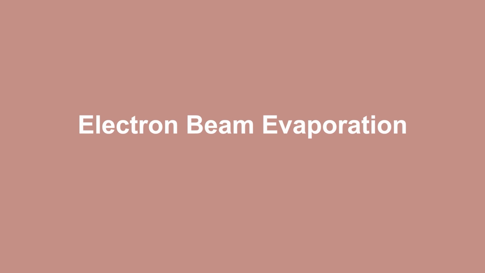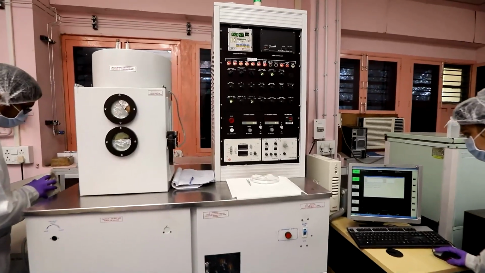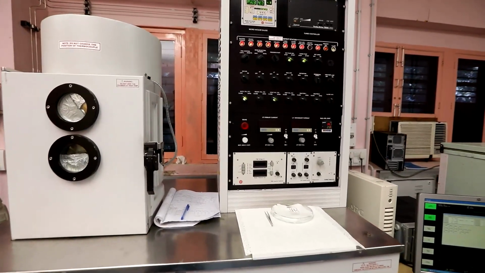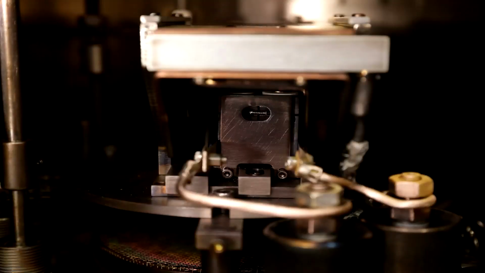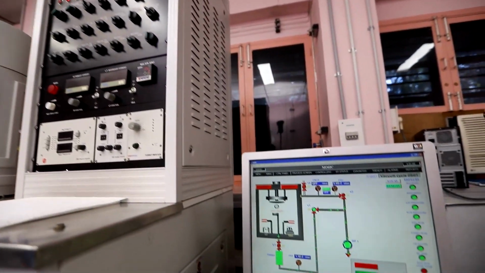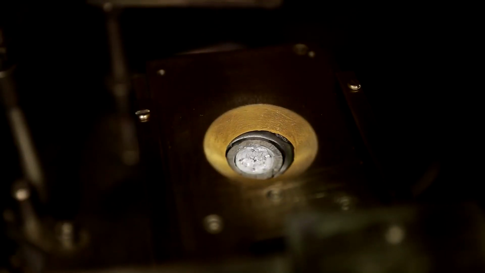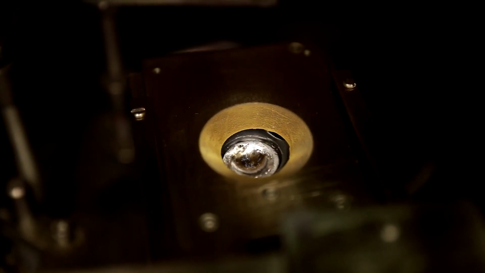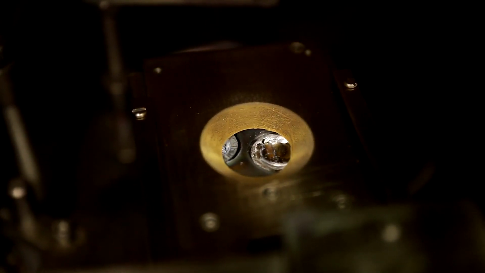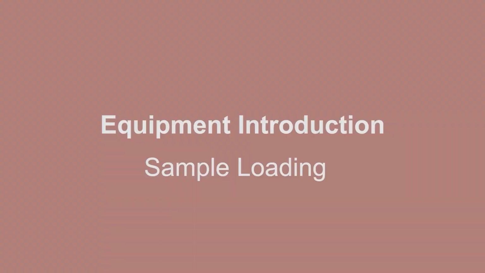Electron beam evaporation. In this video, we will learn to deposit thin films using the electron beam evaporation, that is, E-beam technique. E-beam evaporation is a very important process of physical vapor deposition and can be used for applications like metallization and to prepare dielectric coatings, optical coatings, etc. Basically, a wide variety of materials can be deposited using E-beam evaporation.